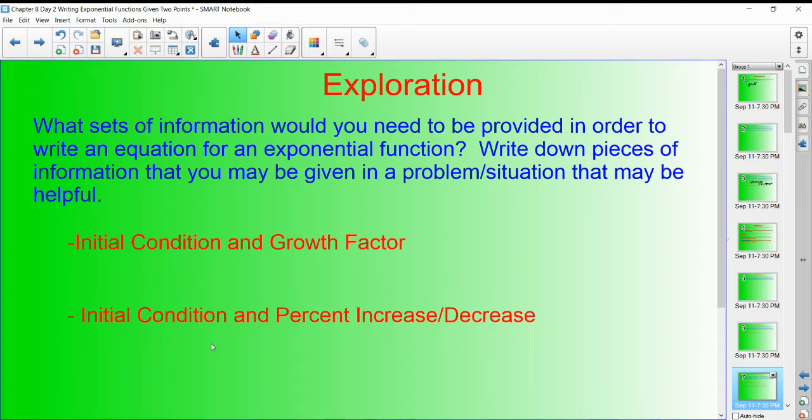Now, what we're going to see today is if I give you any 2 points and the horizontal asymptote, we can come up with an equation. We're going to put the points in and do something similar to when we solve linear equations, where we do a substitution or elimination. We're going to find a and find b. So ideally, I'd give you the initial condition and growth factor or the percent increase and decrease. But more often than not, when I'm doing equation fitting, I just have 2 random points in space and I have to come up with the equation.